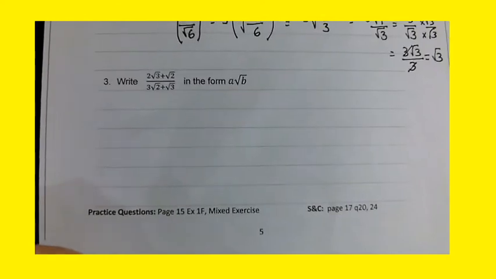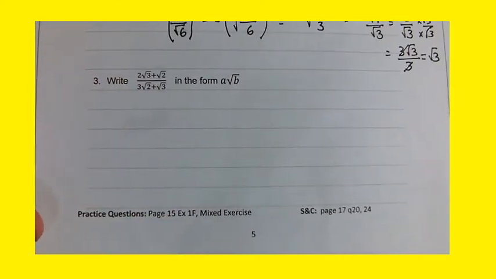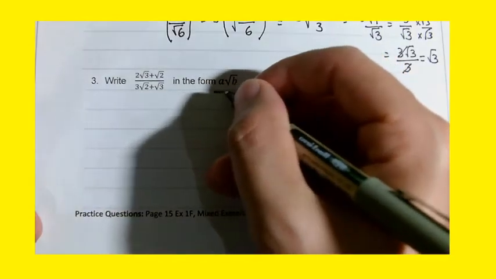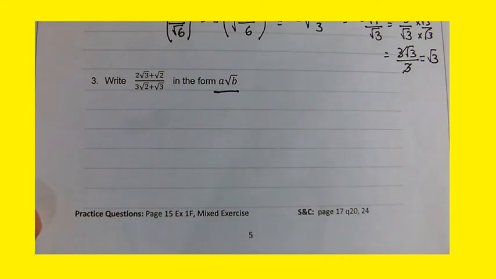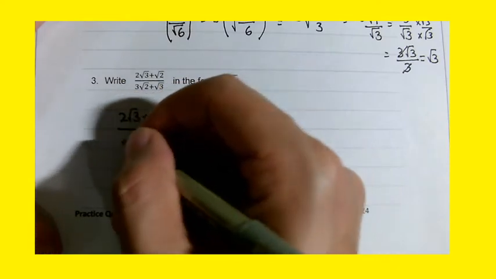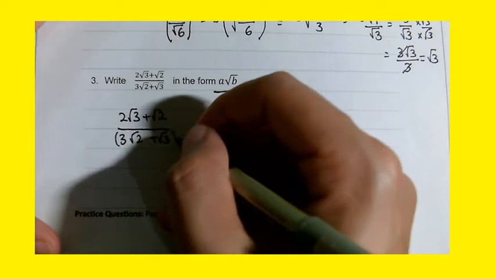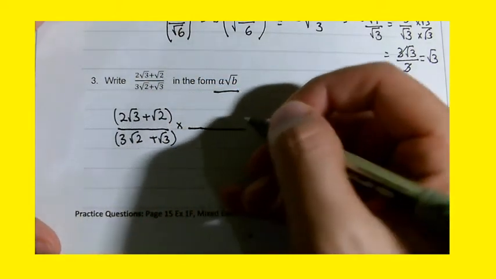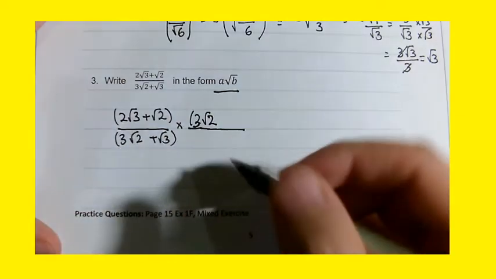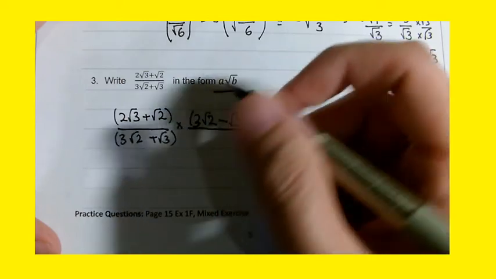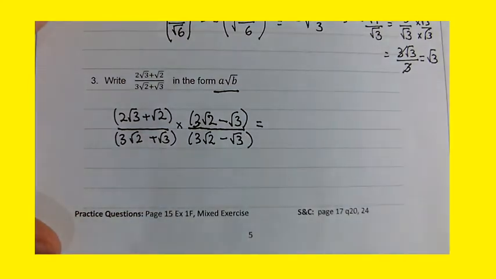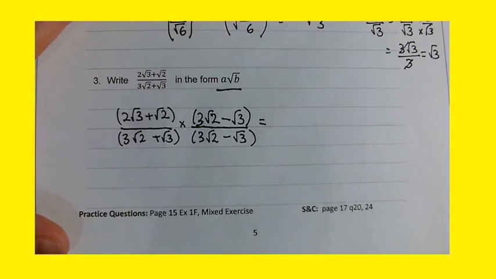Question 3, on the other hand, will require a bit more work and a bit more precision in how you lay out your work. For question 3, we've got 2 root 3 plus root 2 over 3 root 2 plus root 3, and we need that in the form a root b. Remember, this is more complex, and if you remember the notes at the top of the page, we're going to multiply top and bottom by the conjugate of the denominator. So you multiply top and bottom by 3 root 2 minus root 3. You're going to change the sign from the denominator here. Then you're going to have to take your time with the expansion of brackets.